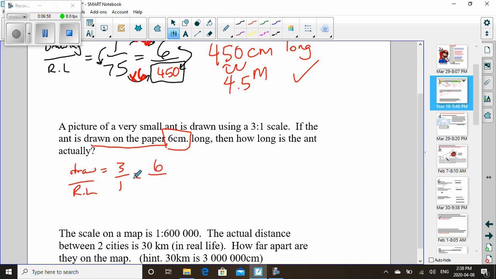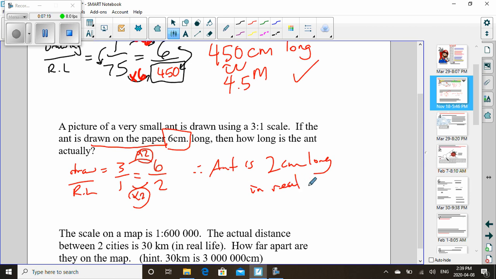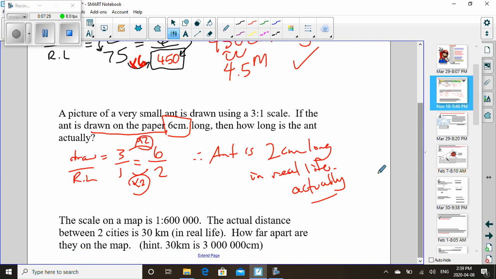And again, we figure out our relationships. They're easy. How does 3 become 1? Divide by 3. How does 3 become 6? Multiply by 2. So multiply by 2 to the bottom and we get 2. So therefore, the ant is 2 centimeters long in real life, or actually, or whatever, right? They use the word actually a lot too. Okay, so that's scale, and you can use it for models or pictures, or you can use it for maps.